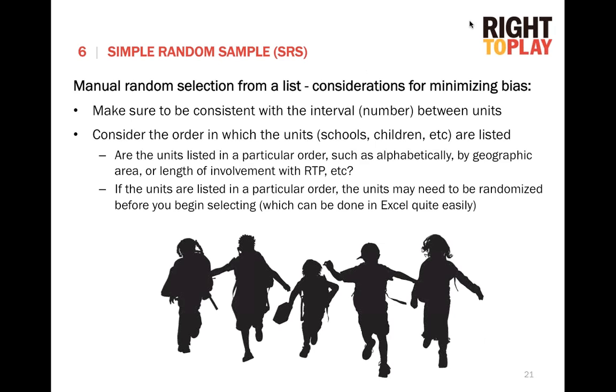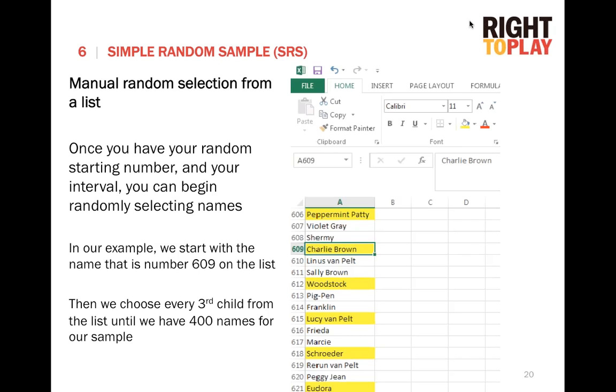Now, if you're going to manually randomly select from a list, there are a few things that you need to consider to make sure that you don't introduce any bias into your selection. First of all, you need to make sure that you're consistent with the interval between units. In this list, as you can see, every third name has been chosen. As you're going down the list, you shouldn't for any reason skip over a name or choose a name that's not every third one. Because whatever your reason, whatever your instinct is for doing that, it's likely to introduce a small bit of bias into your sample. And we want to make sure that everything we do reduces bias, and that's the whole purpose of randomizing the sample to begin with.